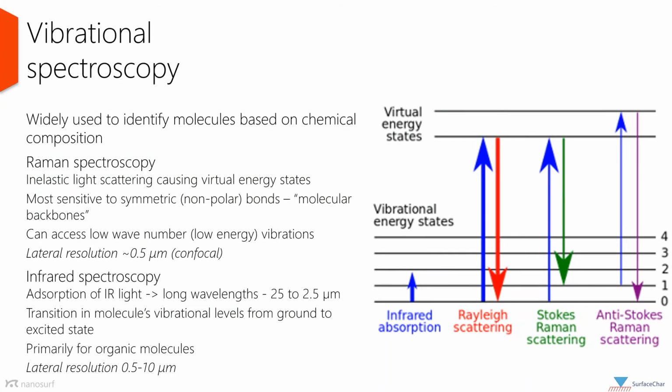Vibrational spectroscopy is typically used to identify molecules based on their chemical composition, meaning bond types that are in these molecules or functional groups. Raman spectroscopy, for example, relies on the inelastic light scattering effect and gives a fingerprint of certain vibrational states of the molecules. It is most sensitive to nonpolar bonds, so for example molecular backbones, and it can reach lateral resolutions of down to 0.5 micrometers when using a confocal setup.